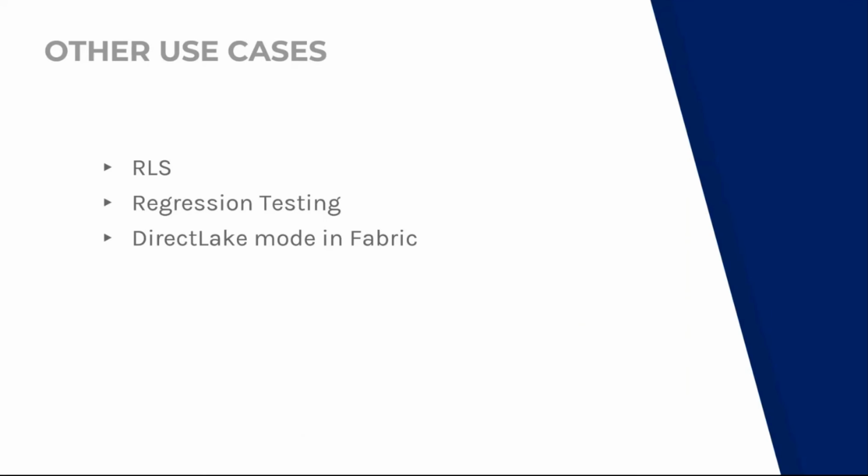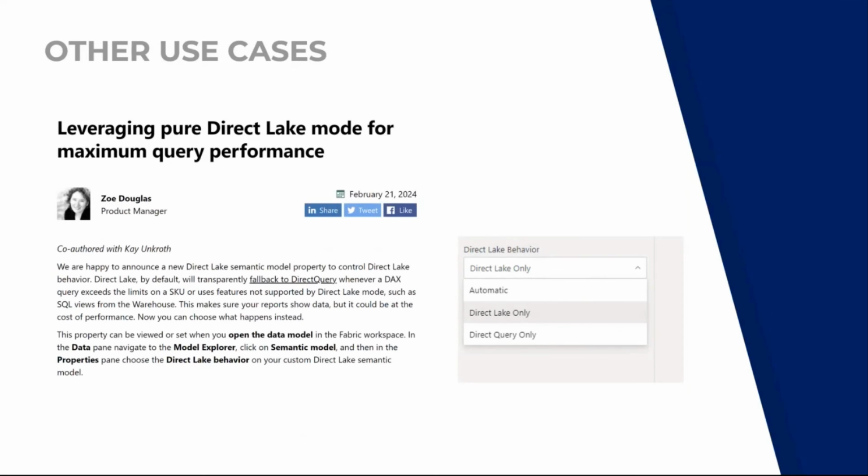And then something that I would love to look at is DirectLake mode in Fabric. You can now switch in your data set between DirectLake mode or direct query mode or automatic. I think it'd be a really cool idea to test those 3 different settings with load testing and see how it actually changes.